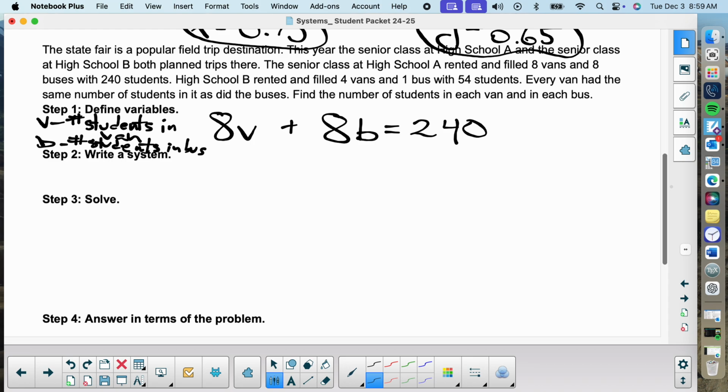Lastly, what's the second equation gonna be? Table 5. I wrote the first one, I feel like you can kind of duplicate that for the second school. 4V plus 1B equals 54. Perfect. Obviously a smaller school. Do I need to refresh you on how to solve these two together? Maybe I'll help you start this one and let you finish it.